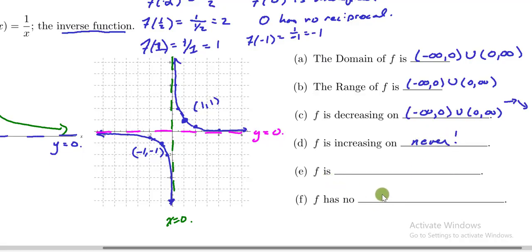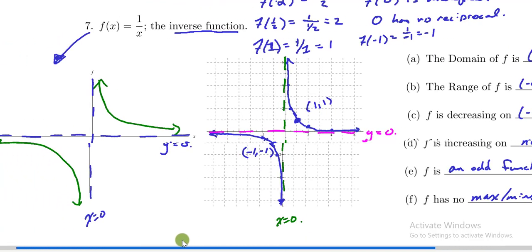And what else do I want to say about this? I do want to say that f is an odd function. And that f has no maximums or minimums. Okay. Lots of other things we could say about that graph, but there are a few facts.